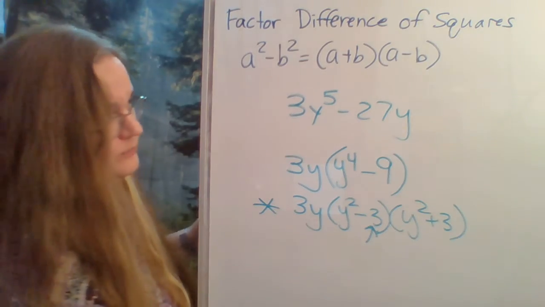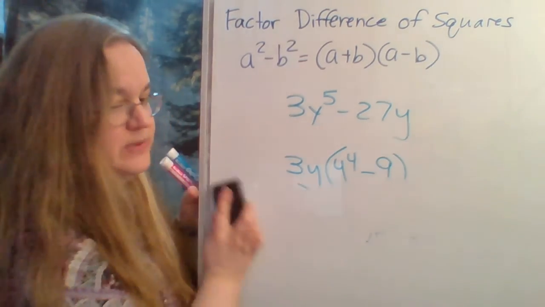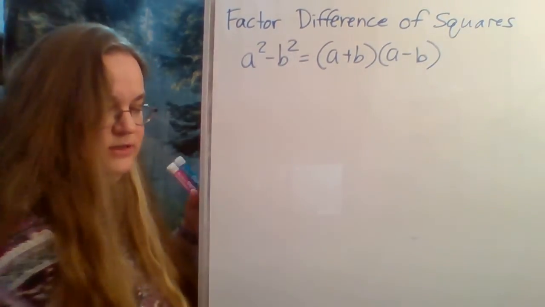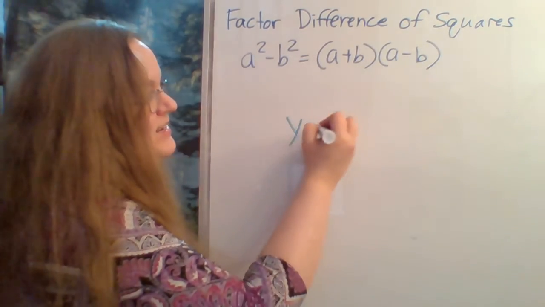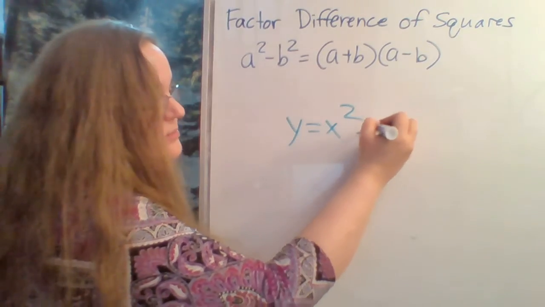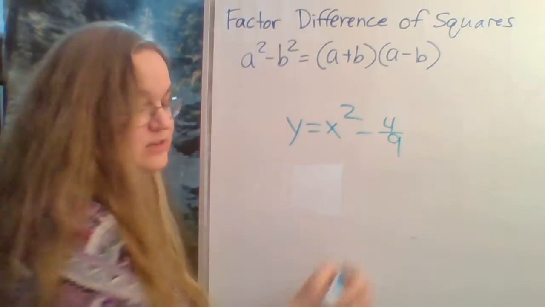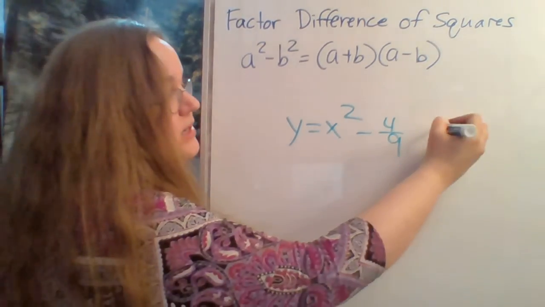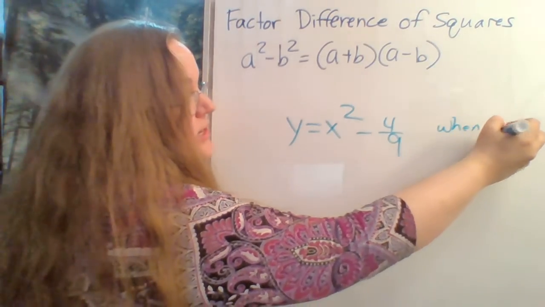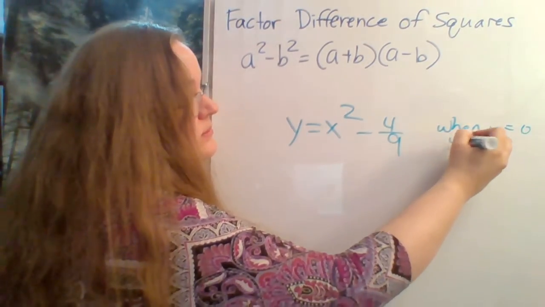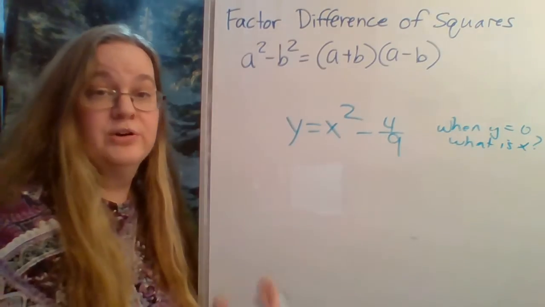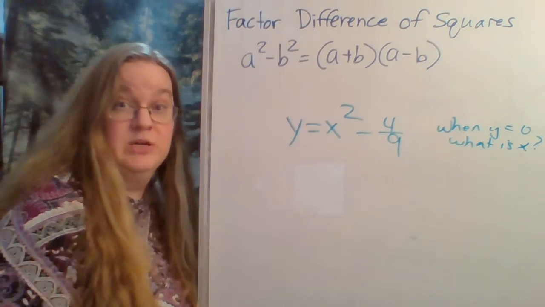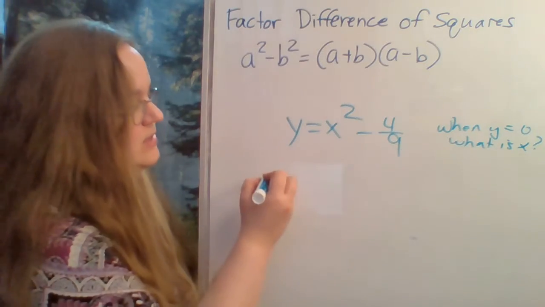Okay? All right, so last step is I want to look at solving an equation. So y equals x squared minus 4/9. Don't freak out because there's a fraction. So when y equals 0, what is x? Remember that with the other quadratics, we were making them equal to 0. We're going to do the same thing here.